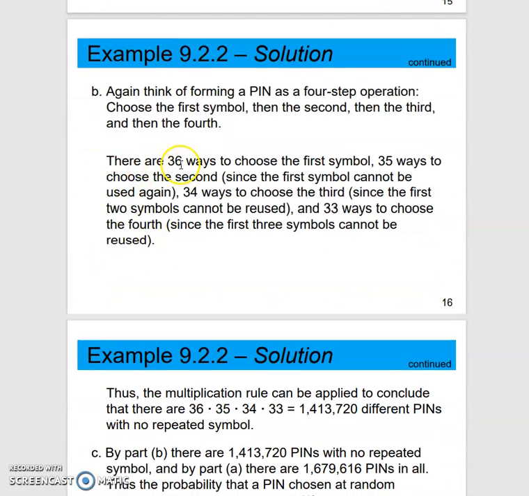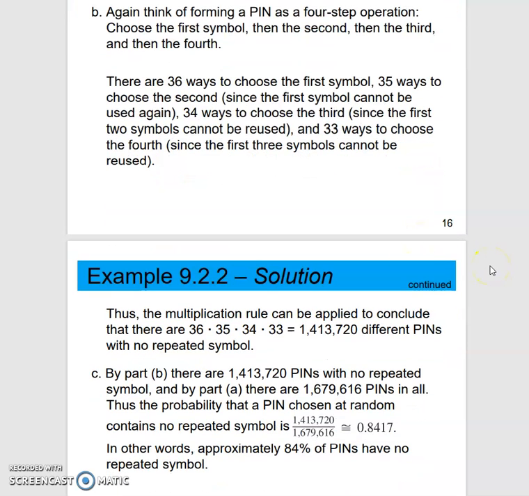So that means that I only have 35 options for my second choice. Again, I've got all the possibilities for the first one, but I'll now have 35 for the second, 34 for the third, and finally 33 ways to pick that fourth one. So this time, my multiplication rule, I'm going to multiply 36 times 35 times 34 times 33.